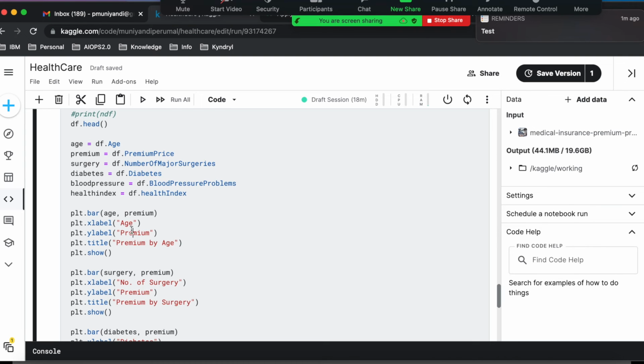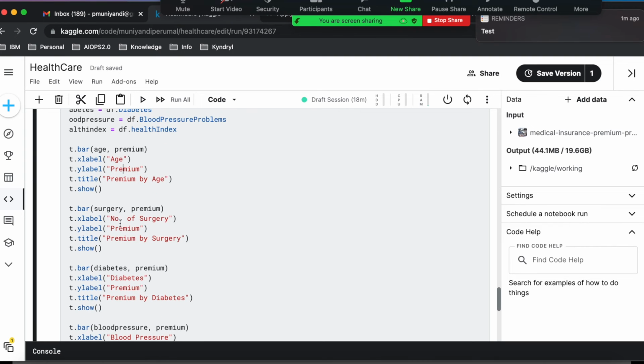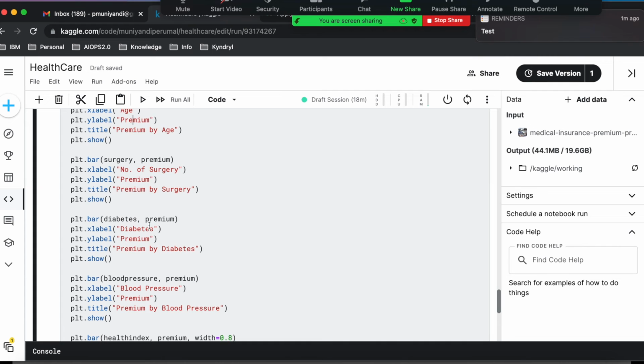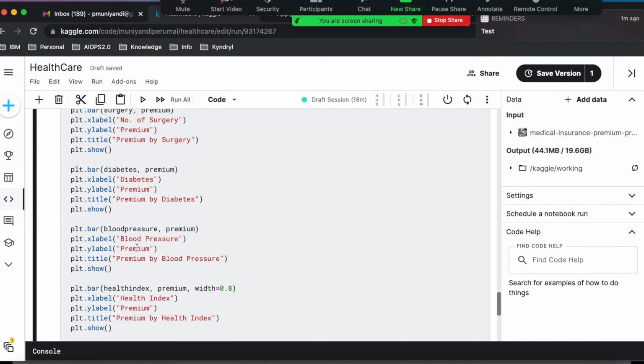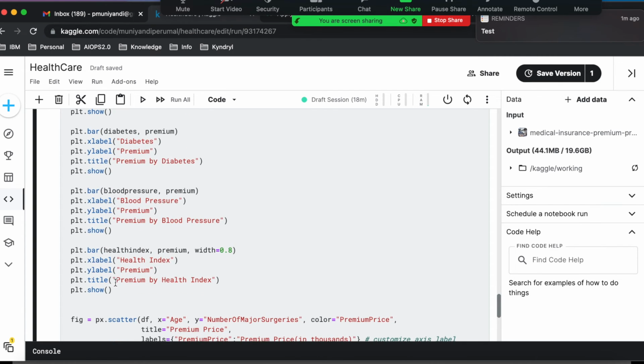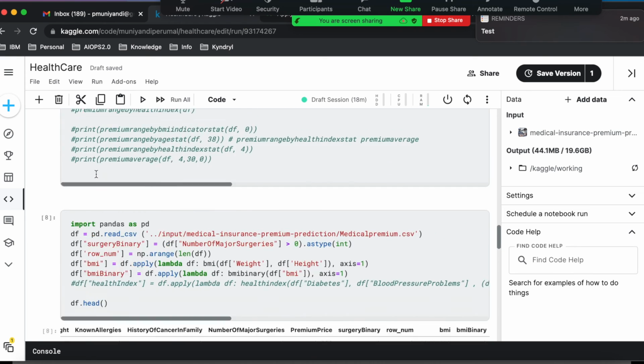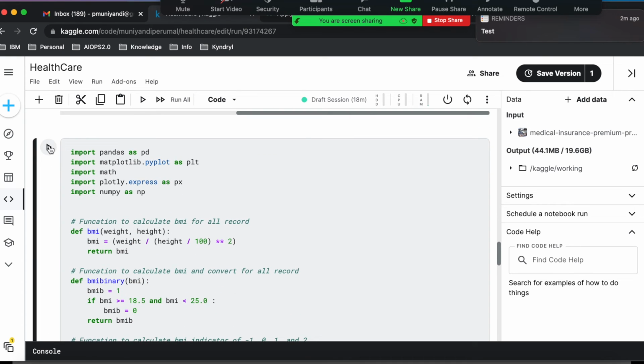How are the age and premium related? What is the relation between age and premium? What is the relation between the premium which he paid and the number of surgeries? Using the bar diagram which I am creating. Here, diabetes and premium, what is the relation? Blood pressure and premium, what is the relation? Like that I am creating bar charts. Actually, health index is the column which I have calculated, right? The health index and premium, what is the relation? So that is what I have created. I execute this program again. Now you see the visualization for the same data set.